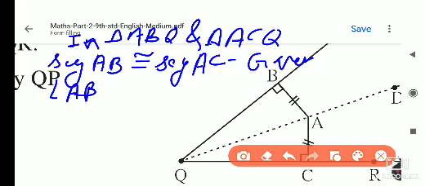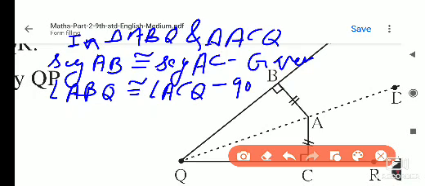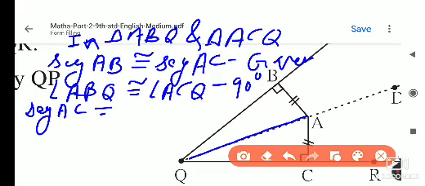Angle ABQ is congruent to angle ACQ. The reason is each is 90 degrees, because BA is perpendicular on PQ and AC is perpendicular on QR, and each measure is 90 degrees. Now next, if you see here, this is AQ. It is common between the two triangles. So here write seg AQ is congruent to seg AQ.